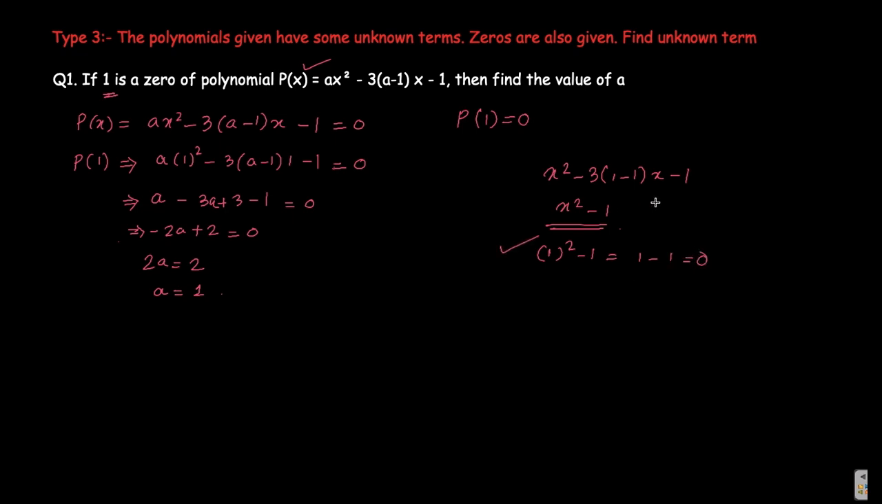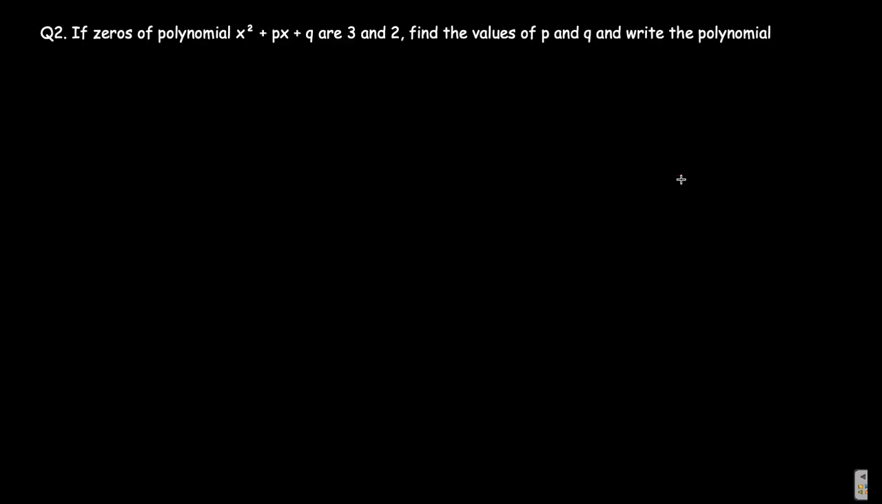So obviously 1 is the 0 of the polynomial. By back calculation we can prove that 1 is the 0 of the polynomial. If the value of a is 1, then this becomes a polynomial, and the polynomial is x square minus 1. And if it is a polynomial x square minus 1, then its 0 is a. So go to the next.